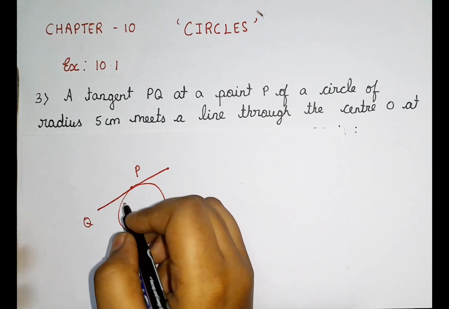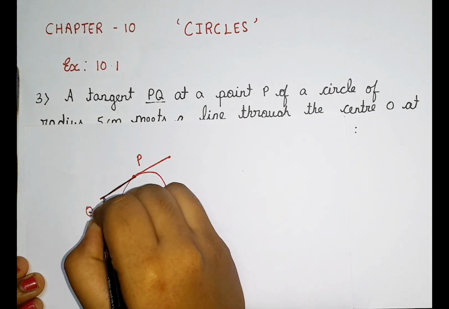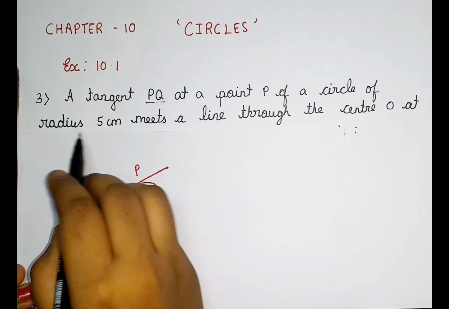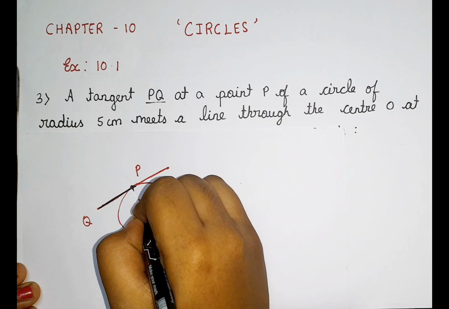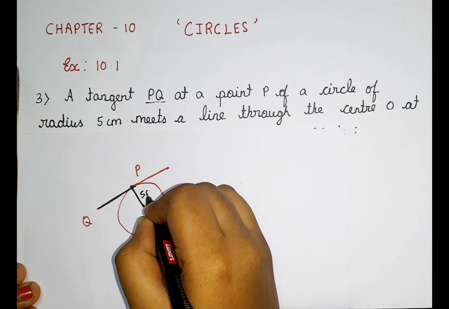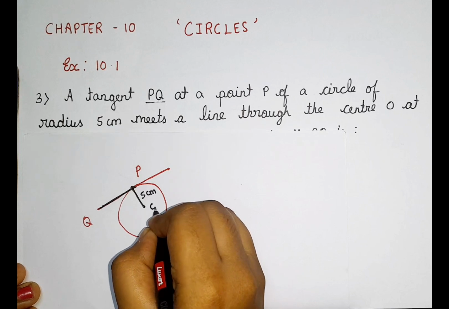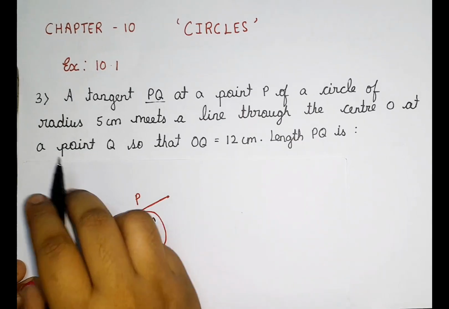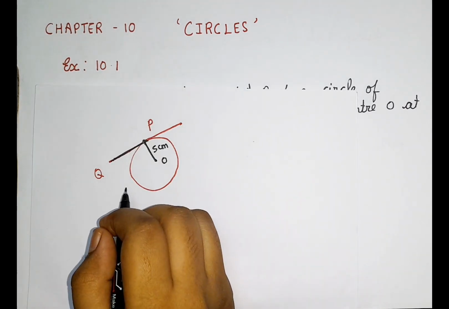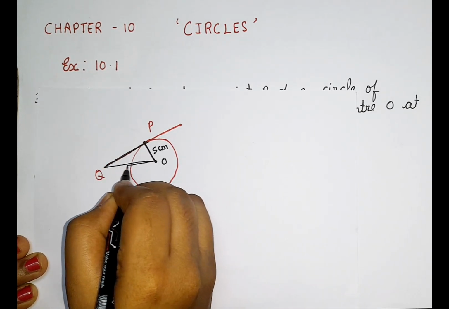Remember guys, don't get confused. They mentioned tangent PQ, so this is the tangent PQ, and this is the point P of a circle of radius 5 cm. This is a radius, so this radius is 5 cm. It meets a line through the center O. We call the middle point O, and this line meets at Q so that OQ is 12 cm. It is meeting somewhat like this.